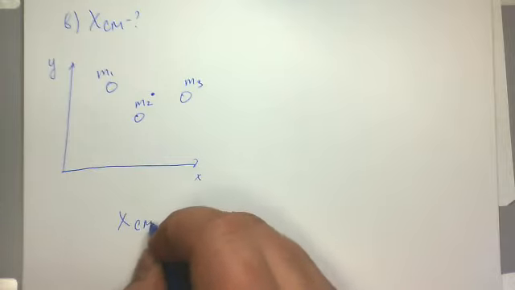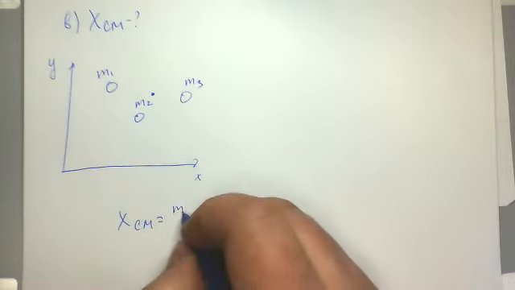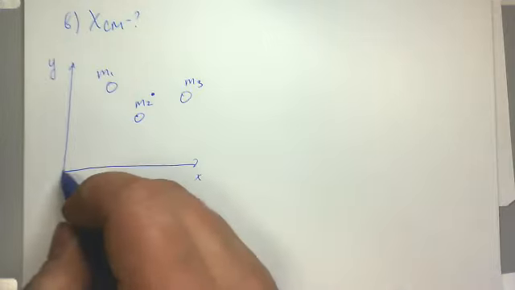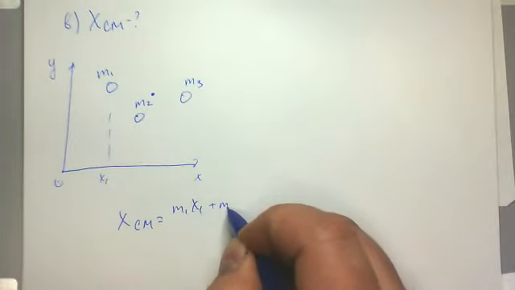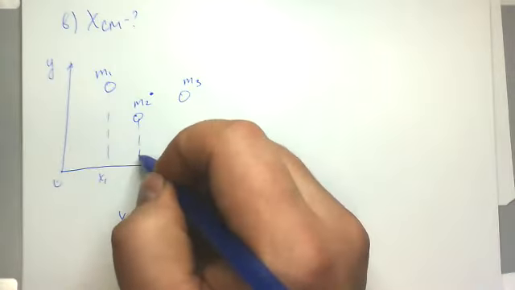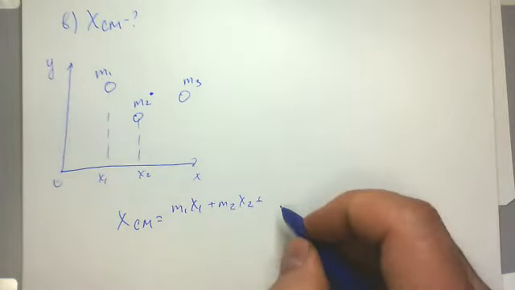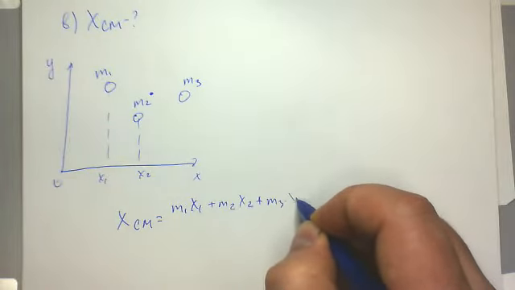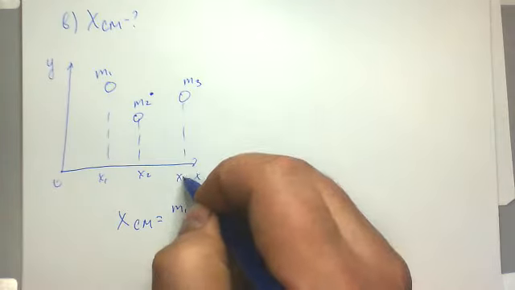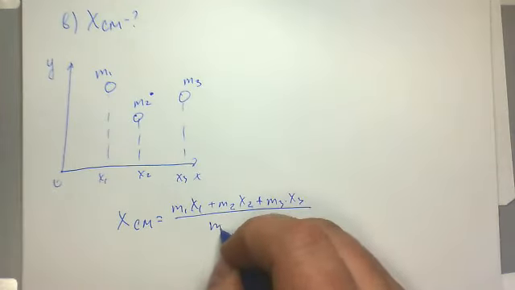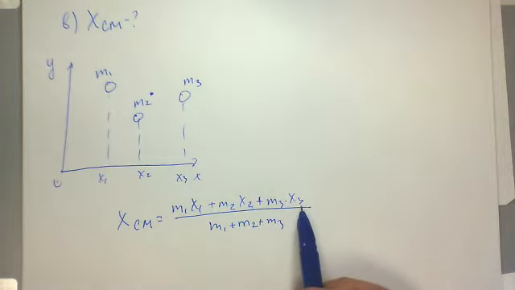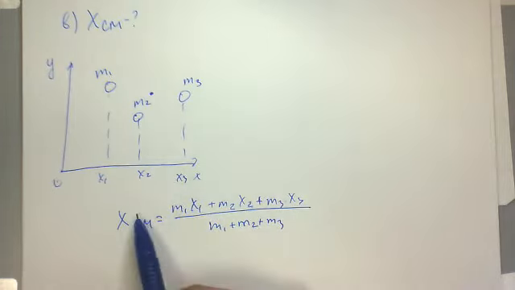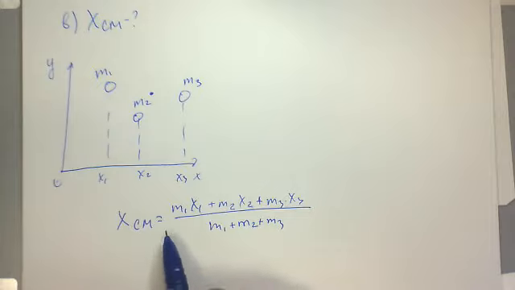So the x coordinate of the center of mass equals m1 times x1, with respect to this origin, plus m2 times x2, so this is x2 multiplied by the mass, plus m3 times x3, so this is the coordinate x3, divided by the total mass of the system. So there may be more particles in the system. That's the way to find the x coordinate of the center of mass.